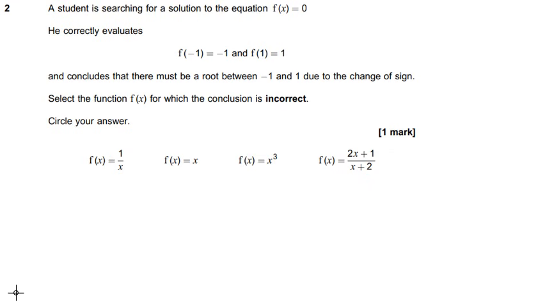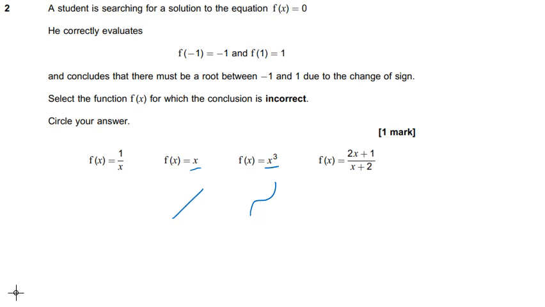Question 2. We're searching for a solution to an equation, and we see a change of sign, and the conclusion might be that there's a root between them. Now, there's something else that's important if there's a change of sign. That's that the function is continuous between those two values, so between -1 and 1. And for 3 of these functions, that's fine. So x and x cubed, that's just like that, and x cubed is just like that. So that's continuous from -1 to 1.